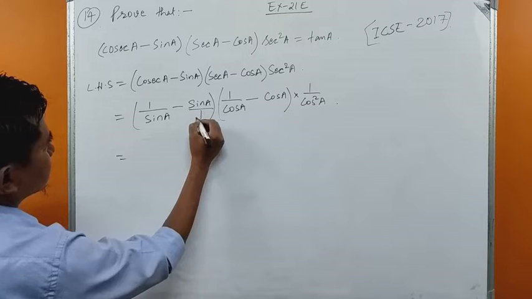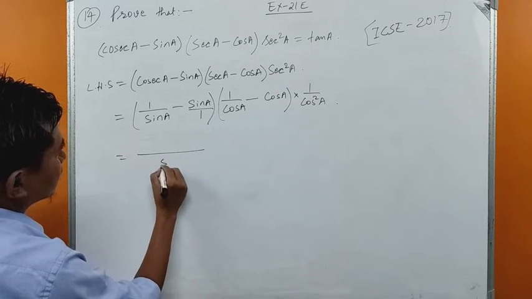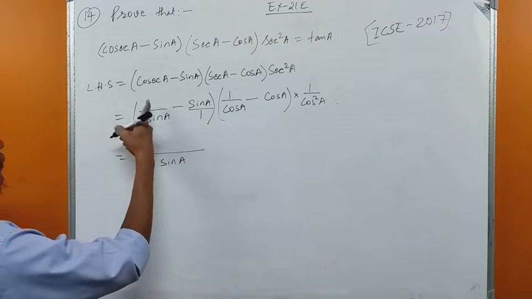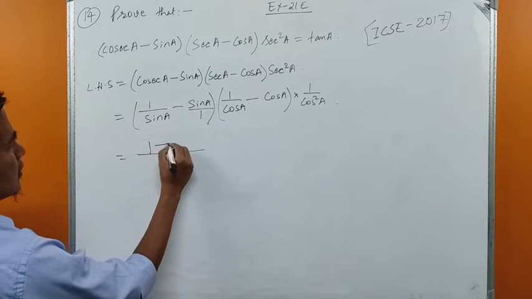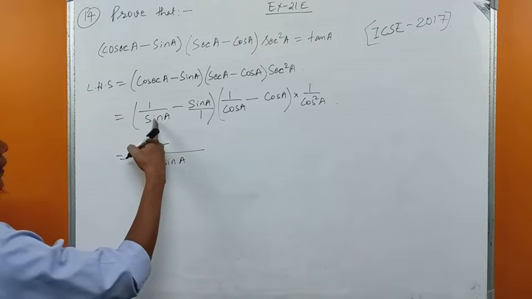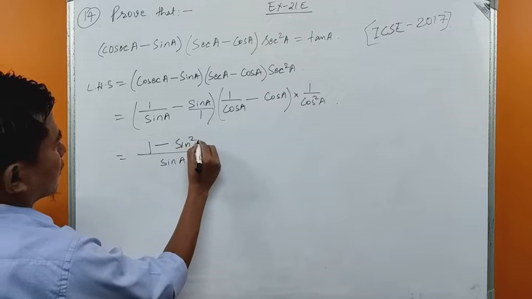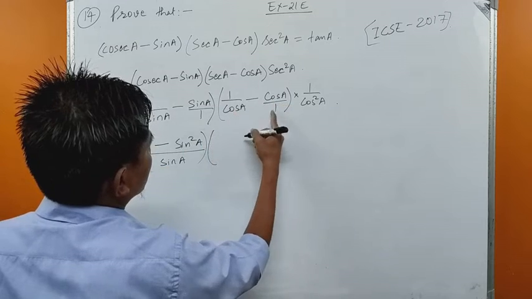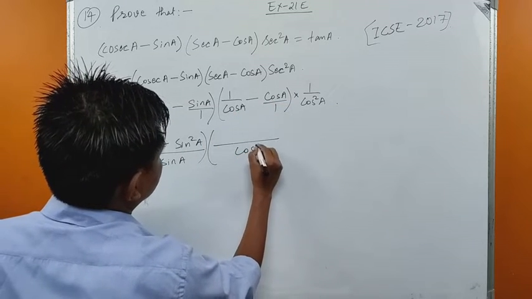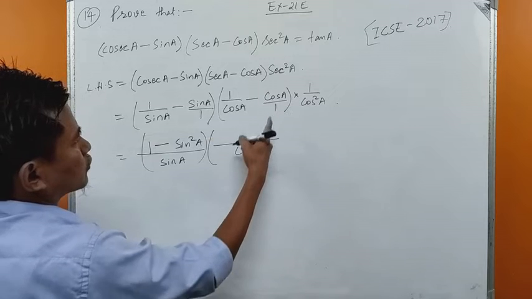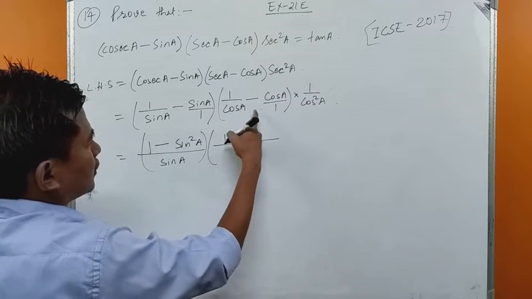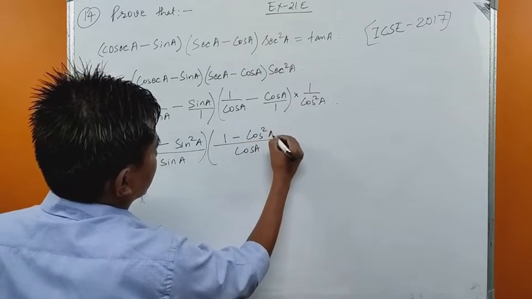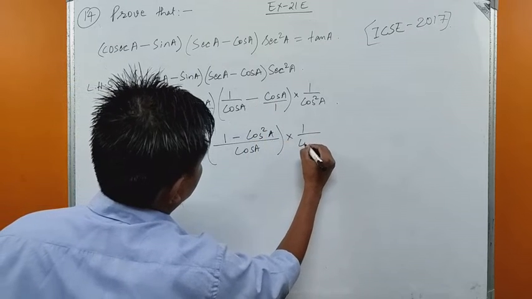So let's take the LCM. Sin a and 1, the LCM will be sin a. So sin a into 1 gives us sin a. So 1 into 1, 1, minus 1 into sin a gives us sin a, into sin a, sin square a. Into, let's take the LCM. Cos a and 1, the LCM will be cos a. Cos a into 1 gives us cos a. So 1 into 1, 1, minus 1 into cos a gives us cos a, so cos a into cos a, cos square a, into 1 by cos square a.